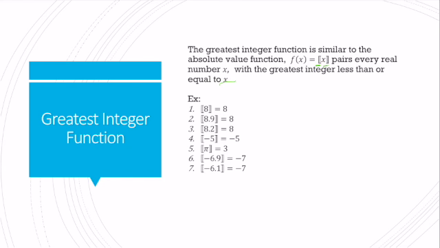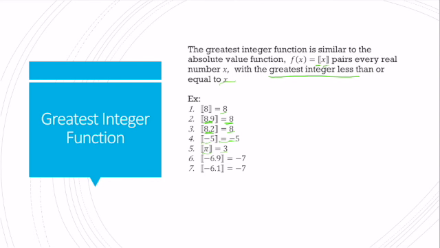This isn't your normal rounding, which is why I say that. So 8 would be paired to 8. 8.9 would be paired to 8. 8.2 would also be paired to 8, right? So we're pairing every number with the greatest integer less than or equal to it. Negative 5 would get paired to negative 5. Pi would get paired to 3.